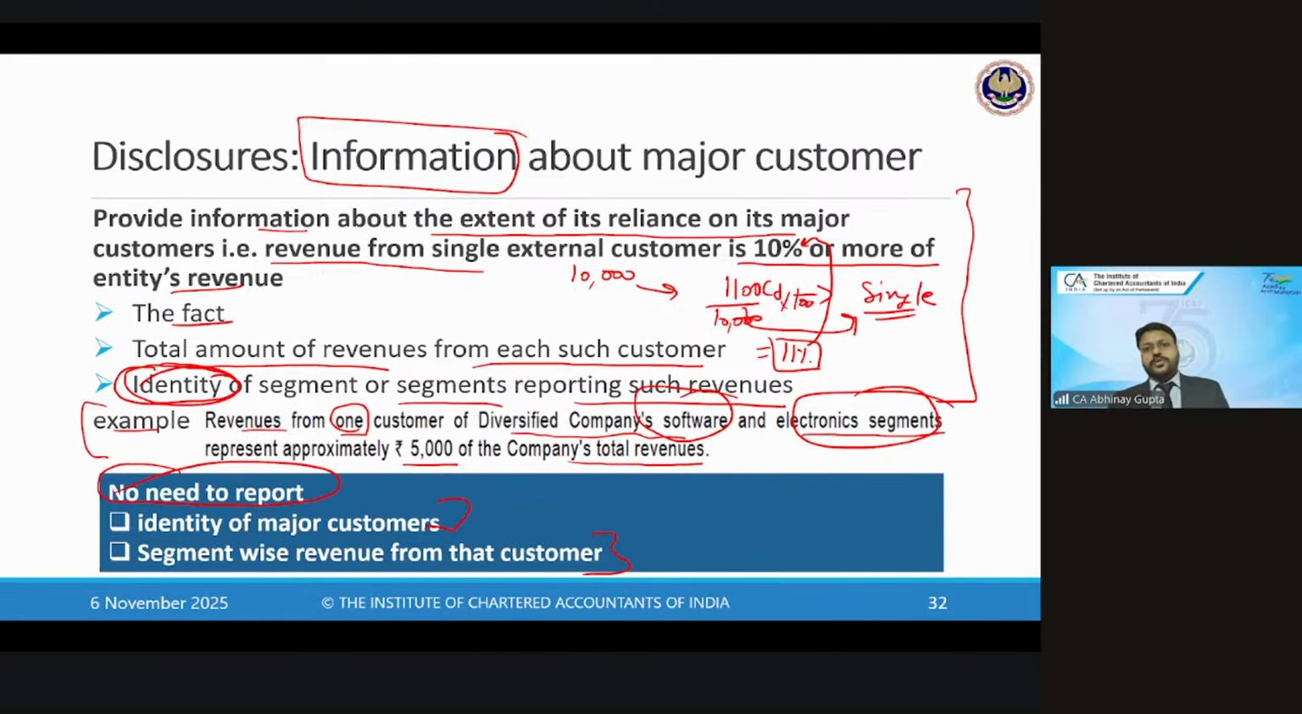Yes. So suppose the company has only 3 customers and it is sitting on 15,000 crore revenues. If this disclosure is not there, users will not be able to understand that the company is highly dependent on these 3 customers, right? And if 6 months down the line, 1 year down the line, these customers walk away, the company will be out of business, right? So that is the sensitivity. Clear? Yes, sir. Got it. Okay.